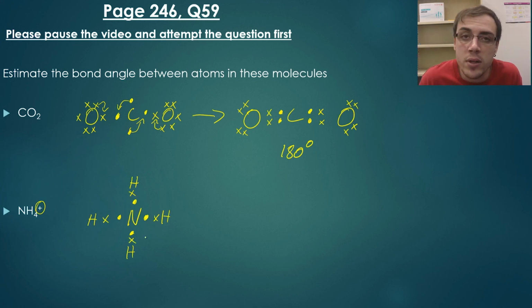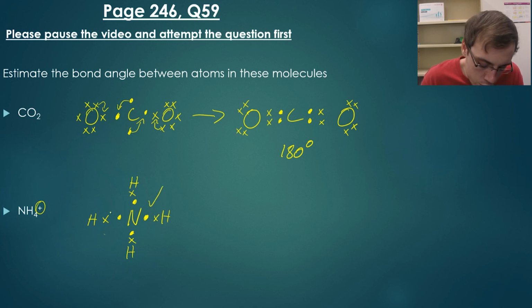And again, we count them to make sure they're all stable. So nitrogen, 2, 4, 6, 8. So nitrogen is happy. Hydrogen, 2, yes, 2, 2, and 2. So everything is all nice and stable.